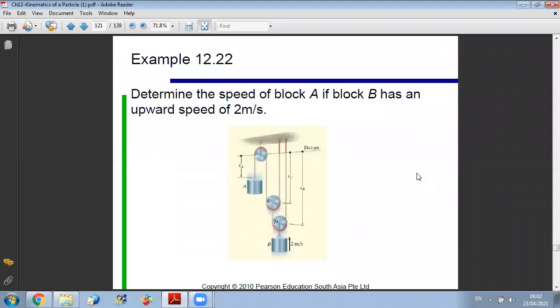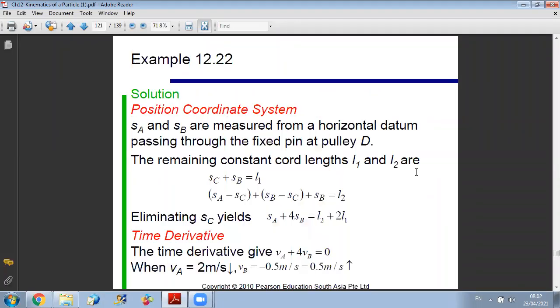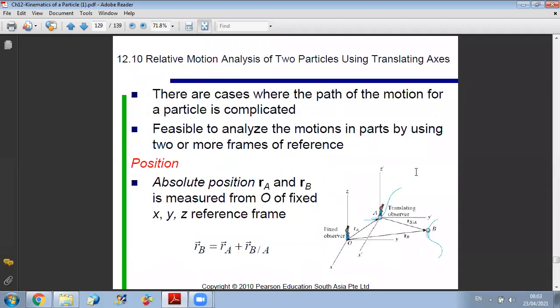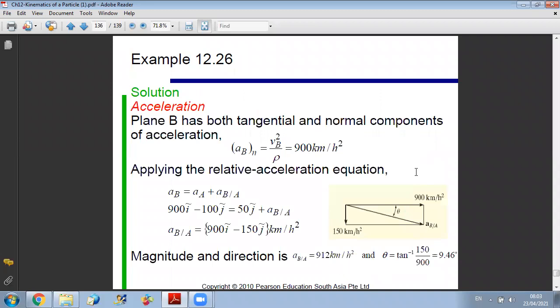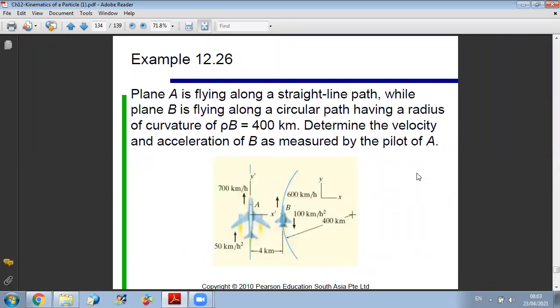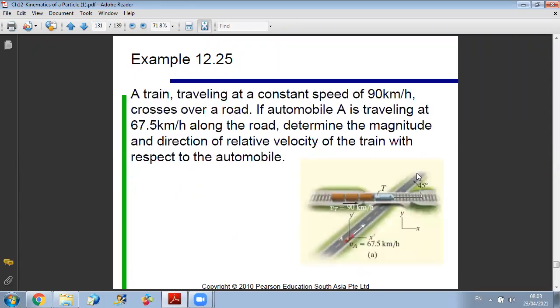Okay, so we will continue problems on chapter 12. We still have to practice on the final part. We introduced last time together the concept of relative velocity and relative acceleration. So let us practice on it.